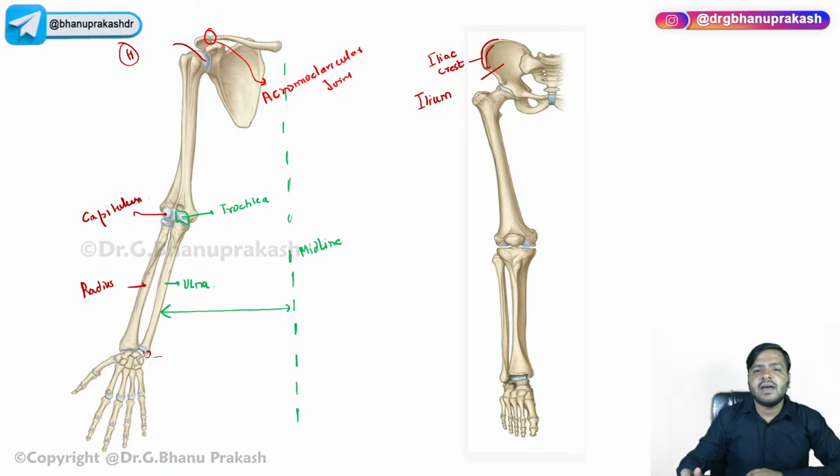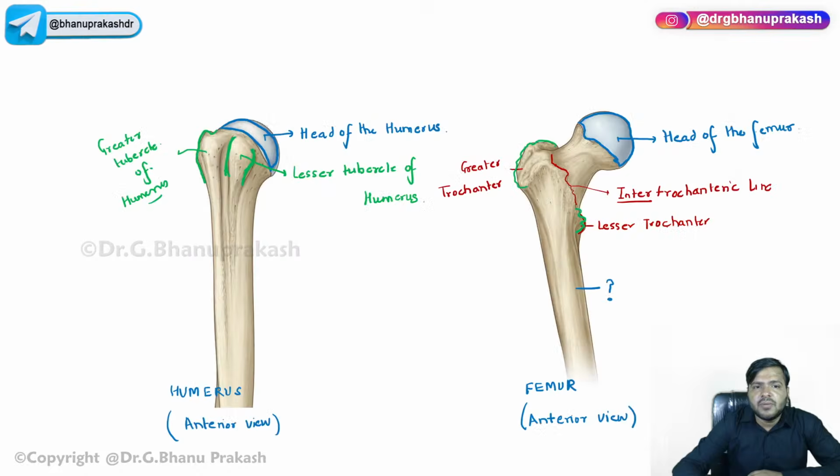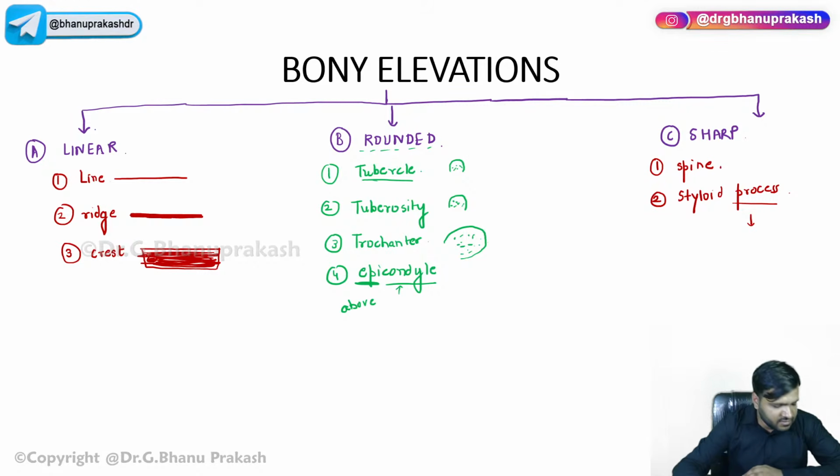So yes, we have the styloid process of the ulna and the styloid process of the radius. Now, coming on to the next one, the bony elevations. I hope this is done, guys.